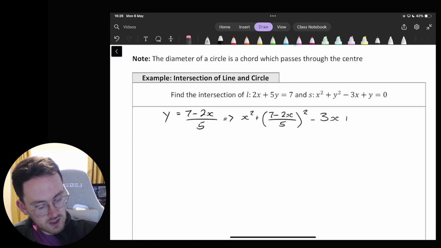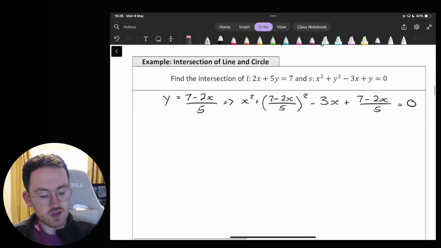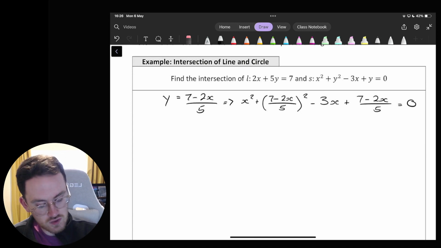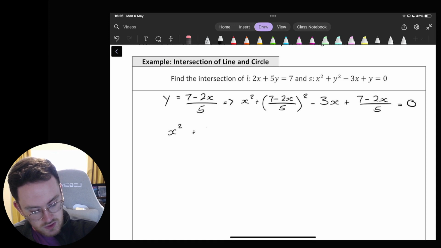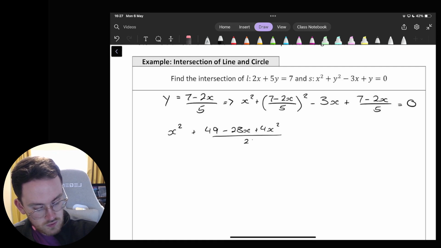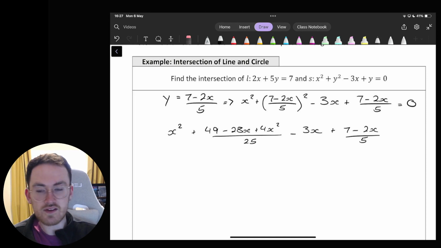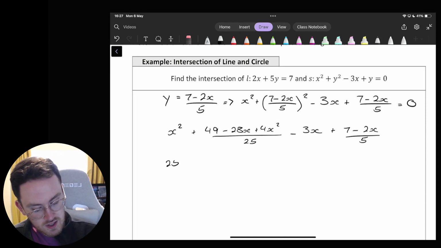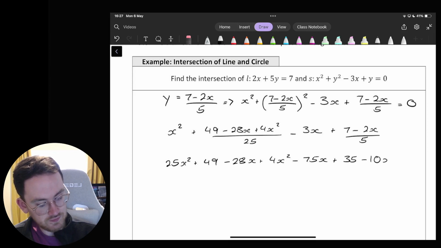My overall goal is to end up with an equation that is only in x, and then solve that equation for x, and presumably end up with two possible answers for x. So x squared plus (49 minus 28x plus 4x squared) over 25 minus 3 times (7 minus 2x) over 5, excuse me, we're not squaring that one as well. So we can multiply across by 25 to get 25x squared plus 49 minus 28x plus 4x squared minus 75x plus 35 minus 10x equals 0.